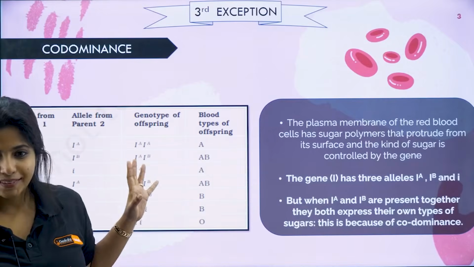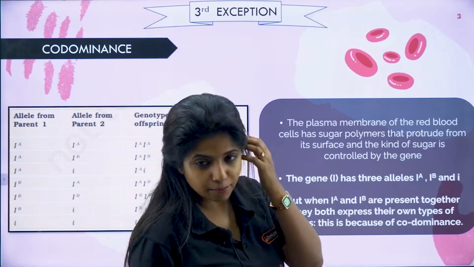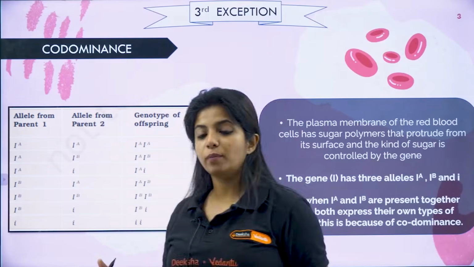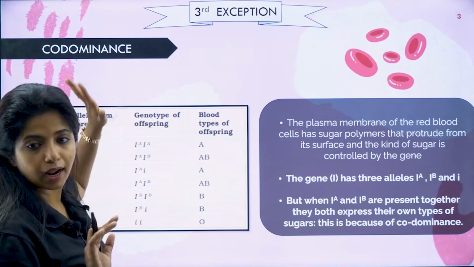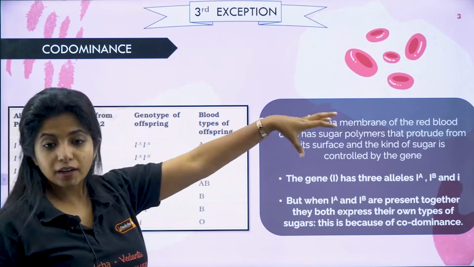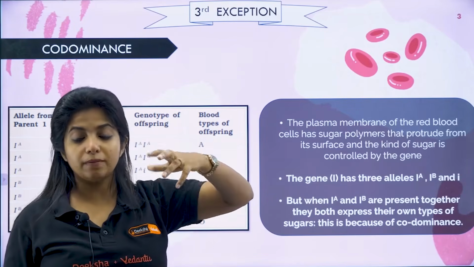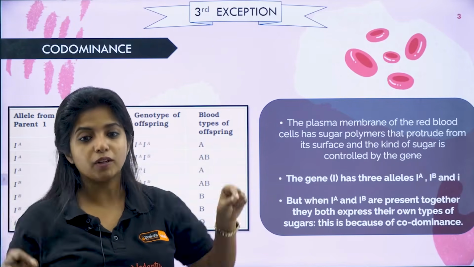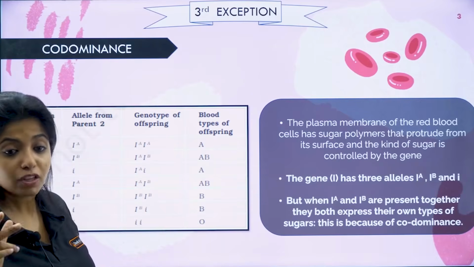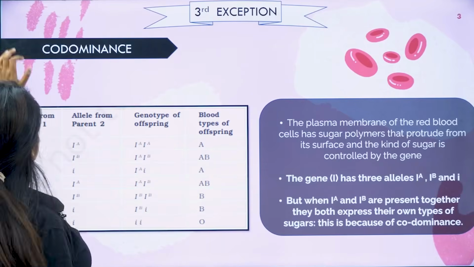So that is the thing. Okay, so codominance is the third exception. So multiple allelism, codominance and incomplete dominance in Snapdragon. I hope you got it. So over here what is happening? The plasma membrane of the red blood cells would be having sugar polymers, and what sugar polymers are decided by the gene, and that gene has these many alleles.